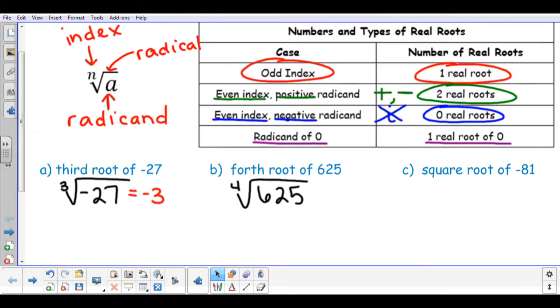Now I did have an even index with a positive radicand. So if I look up at my table, that means I'm going to have two real solutions. So this isn't just a 5, this is a positive 5 and a negative 5.